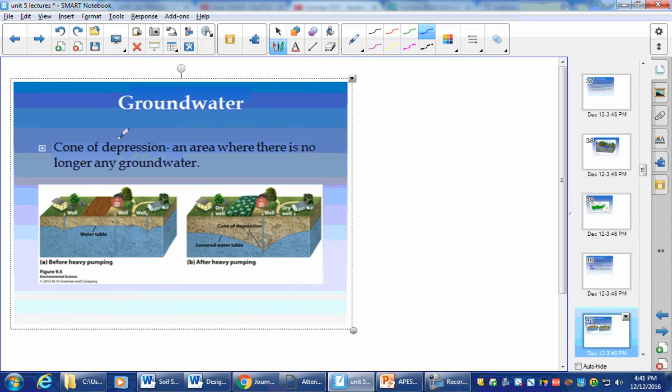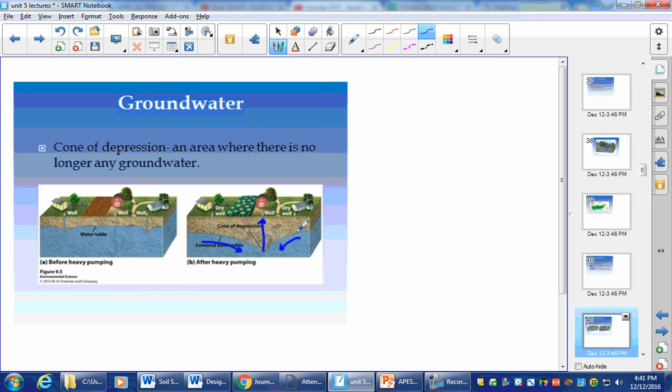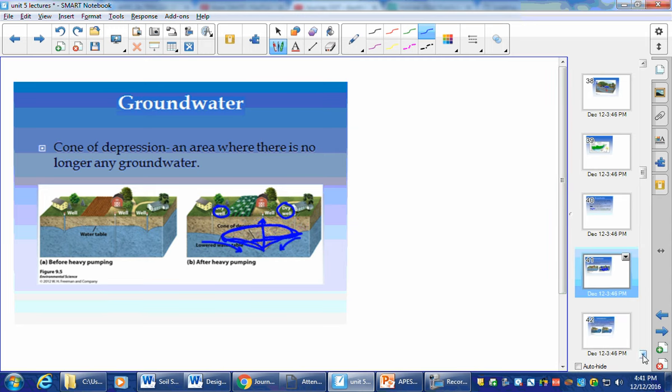A cone of depression is an area where there's no longer any groundwater. What will happen is the well will soak up the water from here. It'll pull this water this way, pull this water this way, and now look, the water table no longer reaches these wells. These wells have dried up, and you can see this is kind of like a cone. It's an inverted cone. Kind of a bad picture, but you get the point.